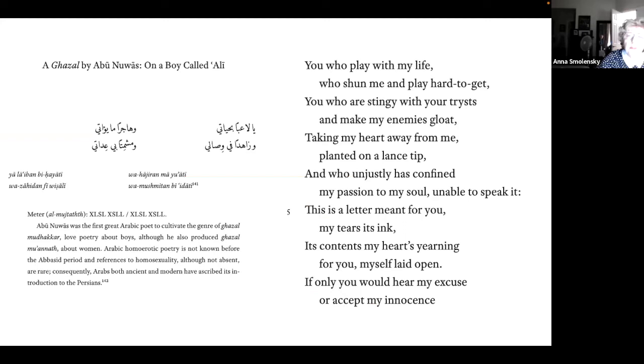I'll read one of the poems. This is translated by Gert-Jan van Gelder, who was the former professor at Oxford. This is called On a Boy Called Ali.